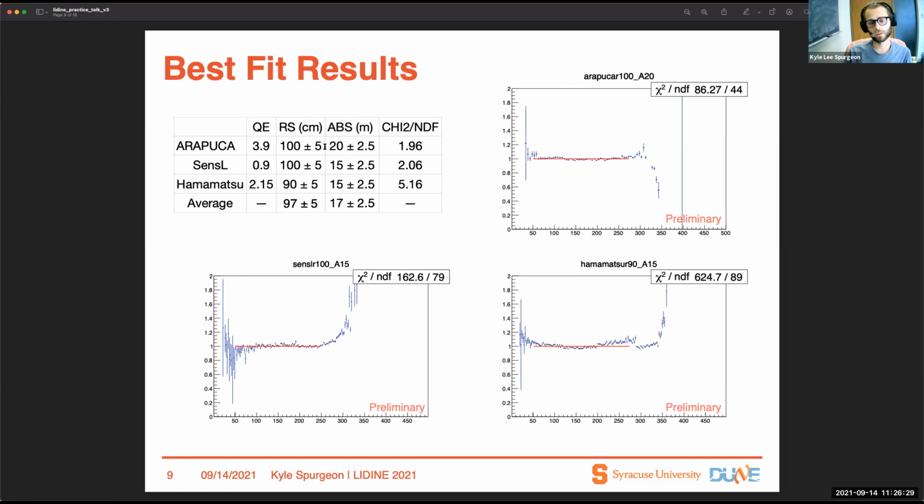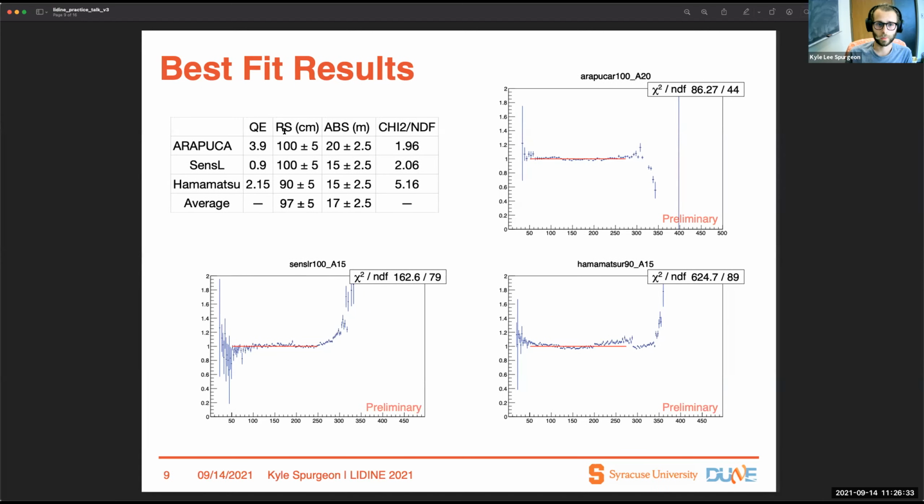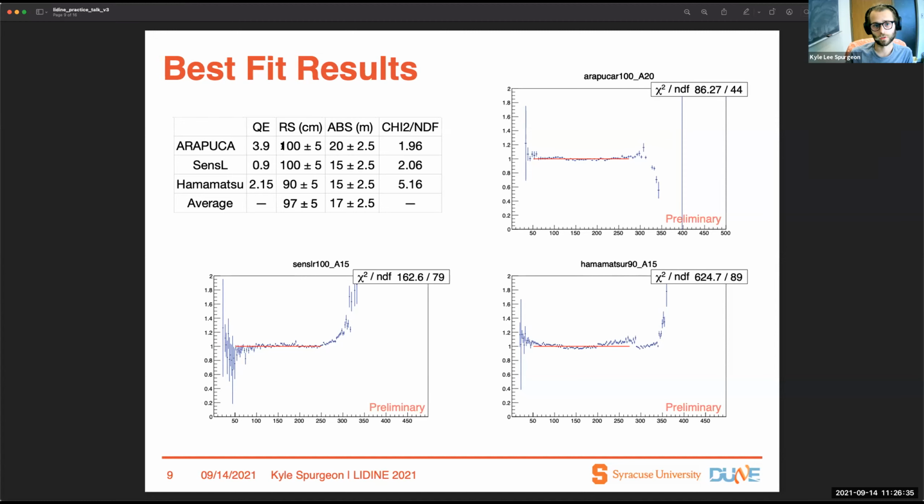And here in the top left, you can see that this is the table of the best fit summaries. You can see that we have a Rayleigh scattering length of 100 centimeters for the Arapuka stencil and then 90 for the Hamamatsus, and then these are the absorption values. You'll see that the errors here are 5 and 2.5 respectively.